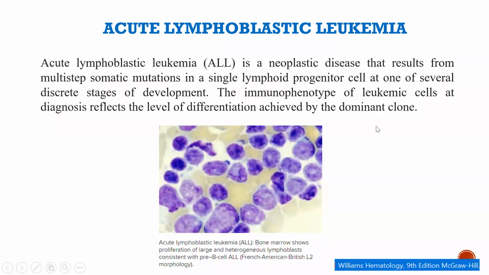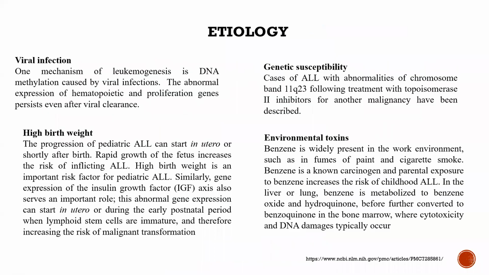Acute lymphoblastic leukemia is a neoplastic disease that results from a multiple-step somatic mutation in a single lymphoid progenitor cell at one of several discrete changes in development. The immunophenotype of leukemic cells at diagnosis reflects the level of differentiation achieved by the dominant clone.